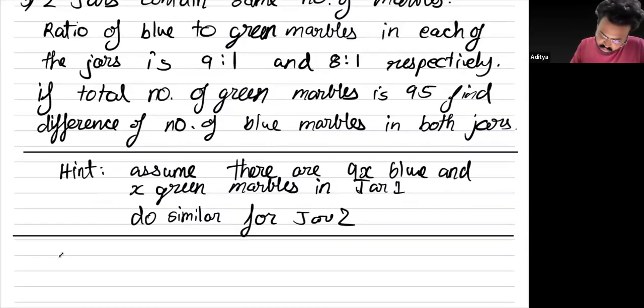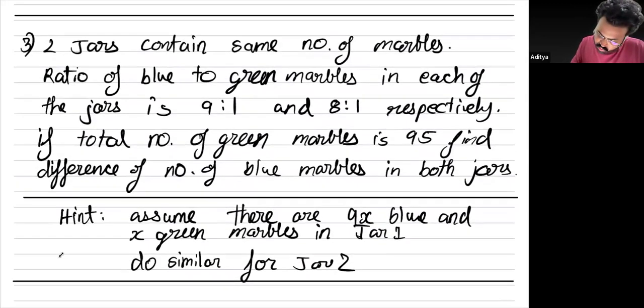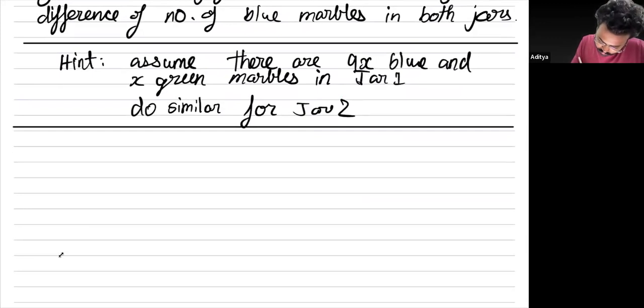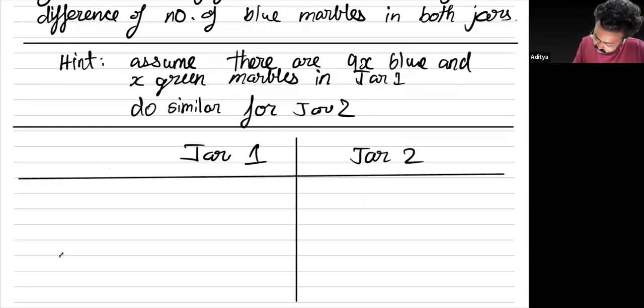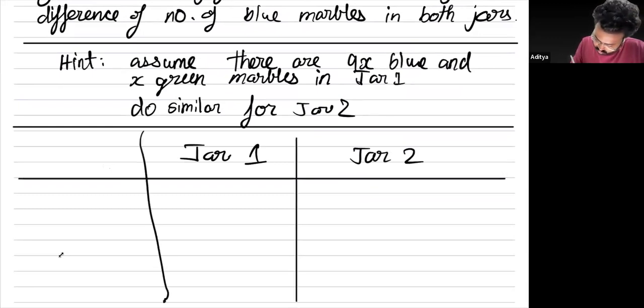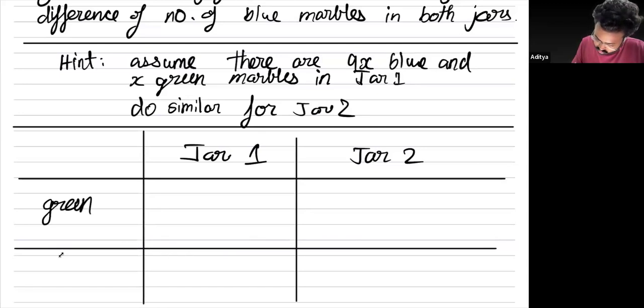Yeah, okay. I'll start with discussing this question. If you assume that there are 9x blue and x green marbles in jar 1, and for jar 2, you can do the same thing. So you have jar 1, jar 2. Out of these, you make green and blue differentiations.